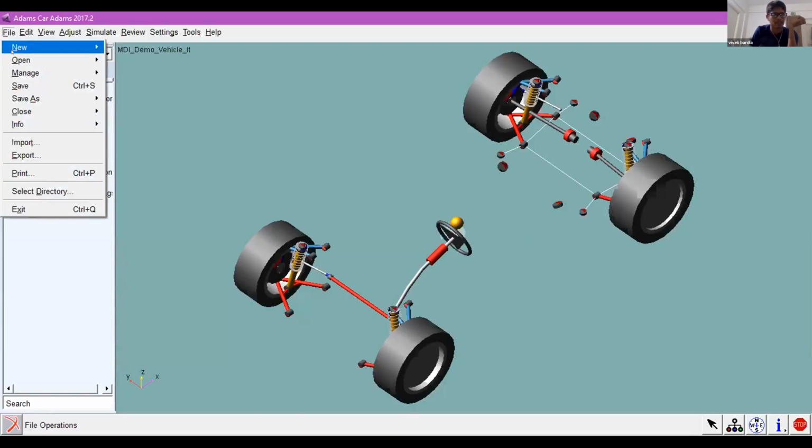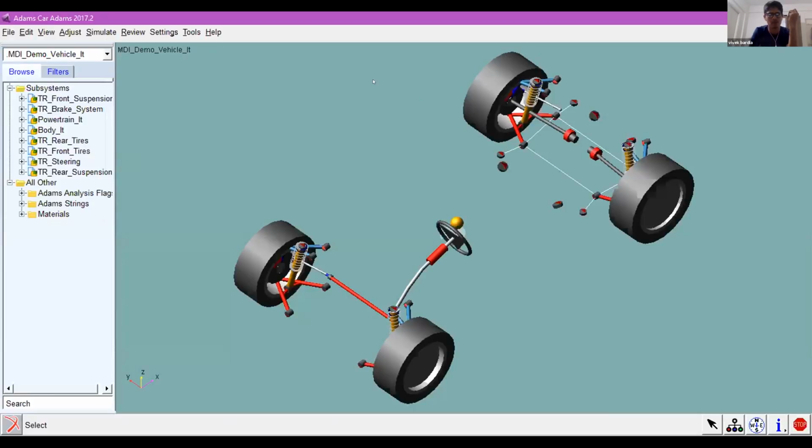Okay, so let us just start with the camber behavior, right? So I have a full vehicle over here. This is the default suspension assembly. This is the default car in Adams. It's accessible to everyone.